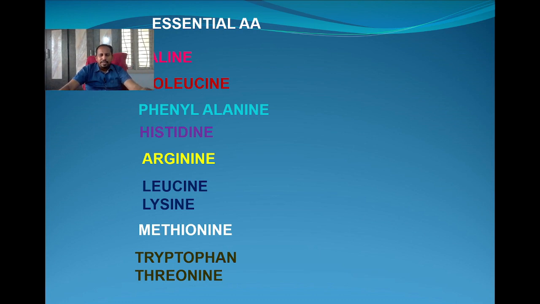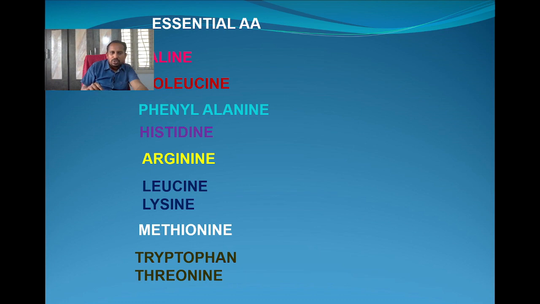That can be remembered by using a formula: VIP HALL MeTT. V stands for valine, I stands for isoleucine, P stands for phenylalanine, H stands for histidine, A stands for arginine, L stands for leucine, L for lysine, Me stands for methionine, TT for tryptophan and threonine. Listen, in T, tryptophan and threonine are essential, but tyrosine is not essential.